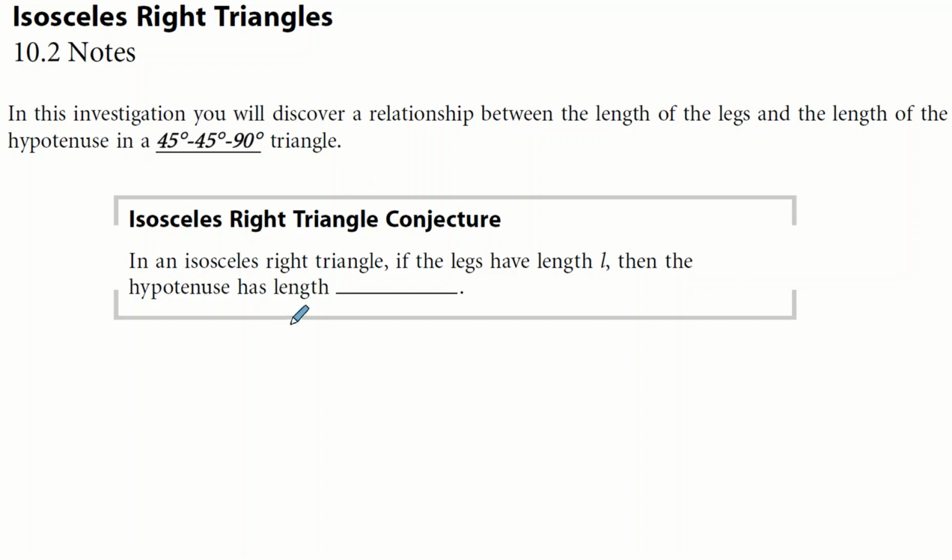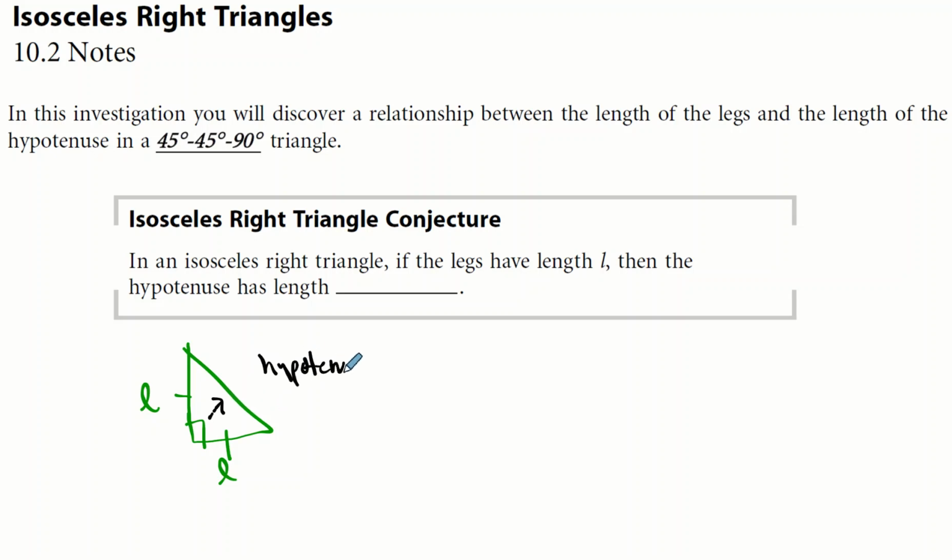This conjecture says, in an isosceles right triangle, if the legs have the same length L. Oh, let's go ahead and make a drawing. Let's see what that looks like. Here's an isosceles right triangle, meaning that the legs are the same. If it has side lengths L, then the hypotenuse, well, let's identify the hypotenuse first. Remember, the hypotenuse is always opposite of the right angle. So there it is. This is the hypotenuse.